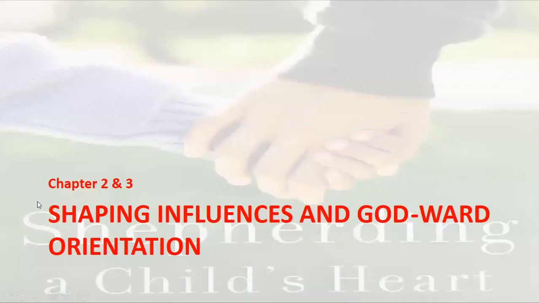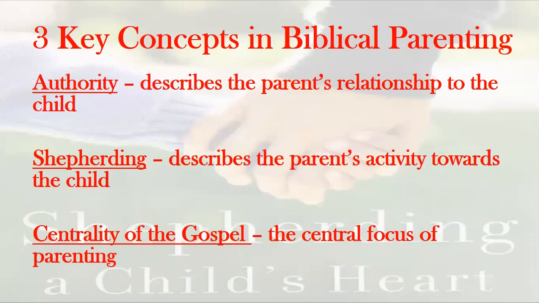So we're going to start off today. Today's subject is shaping influences and Godward orientation. But just to recap a little bit, to revise from the last couple of weeks, there are 3 key concepts. One is authority, that describes a parent's relationship to the child. We'll talk more about that next week in the chapter called You Are in Charge.